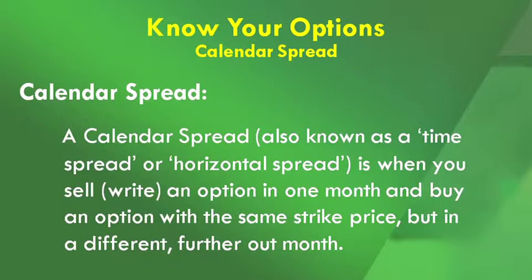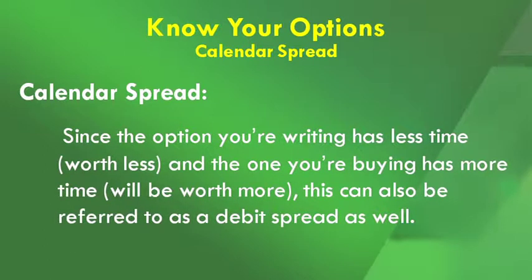A calendar spread can also be referred to as a time spread or a horizontal spread. A calendar spread is when you sell or write an option in one month, and then you're going to be buying the exact same strike price in a different, further out month. Since the option you're writing has less time, it's going to be worth less, and the one you're buying has more time, it's going to be worth more. This can also be referred to as a debit spread, because you're going to be paying more for the one option than you're collecting for the other.